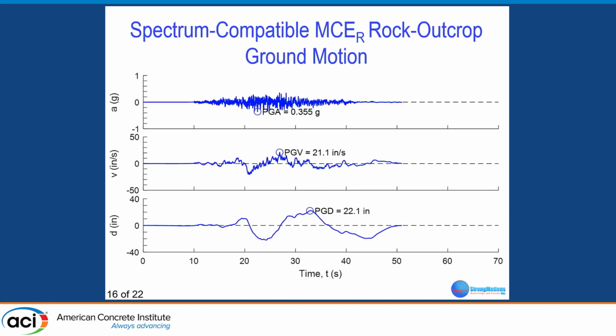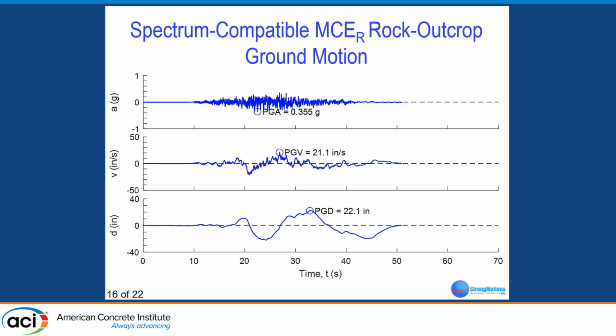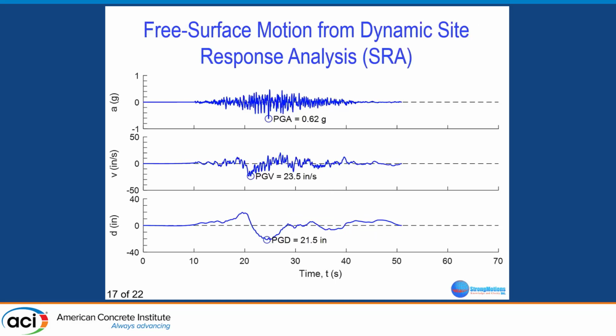So now we apply this ground motion history at the base of a soil profile to generate the ground motion on the free surface. So again, we plot the acceleration, velocity, and displacement. You see the high frequencies are amplified in this case, but the low frequencies are slightly de-amplified.